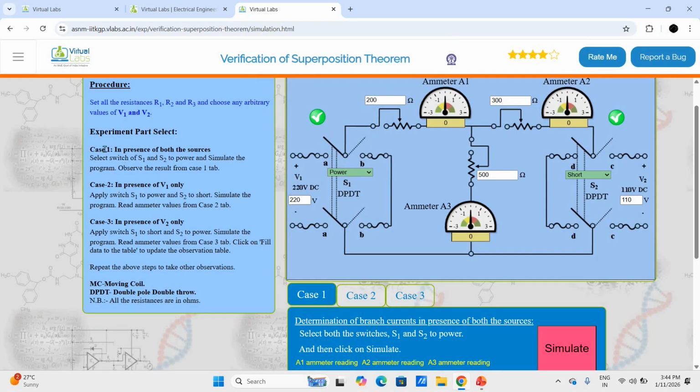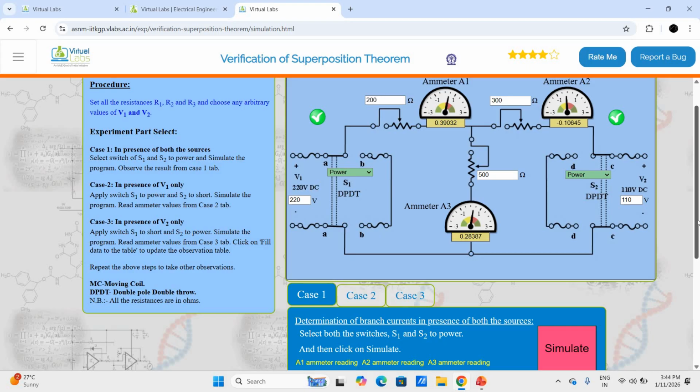for the simulation purpose, they have given a stepwise procedure here. They have considered case 1 as both the sources present, case 2 as only one source present, and case 3 as only the second source present. In the first case, both the sources will be in power mode, that means both the sources are present. At that time we'll find out the current.